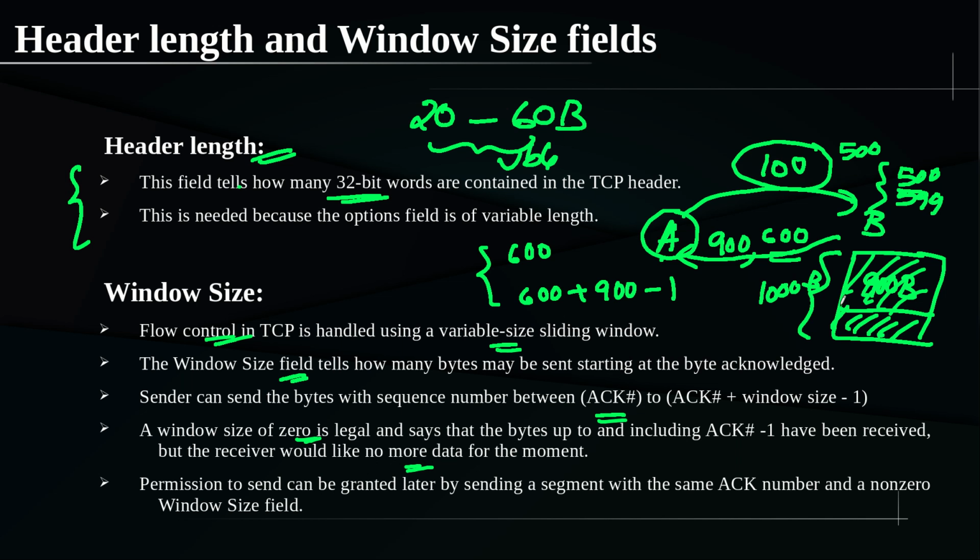And after some time the receiver will gradually take the data and some space may be freed up, right? And at that time the receiver may communicate back. So the permission to send further packets may be granted by the receiver later by sending a segment with the same acknowledgement number but a non-zero value for the window size. So window size 0 means the receiver is busy, its buffer is full, but gradually the receiver will be taking the data from the buffer. As soon as some free space comes, it will communicate back with a message, and the acknowledgement number, everything is the same, so it is a continuation of the last communication, but the window size will be non-zero.